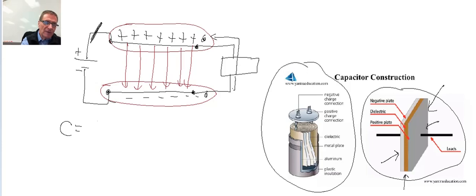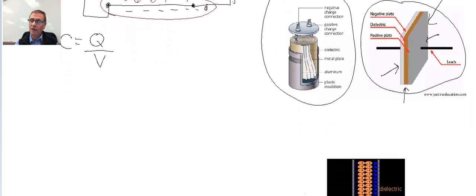So if we want to define what capacitance is, the definition of capacitance is the amount of charge on a set of plates divided by the voltage across those two plates. If I had some way of measuring the charge on the plates, and I could certainly measure the voltage across them, I could come up with the capacitance. Or if I knew the capacitance of a device and the voltage across the plates, I could know how much charge is stored on them. So that's one way to do some measuring of the capacitor.